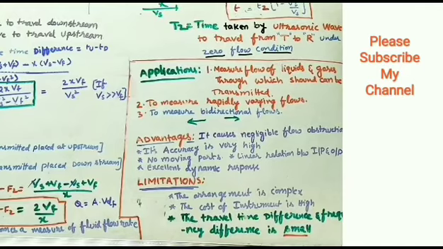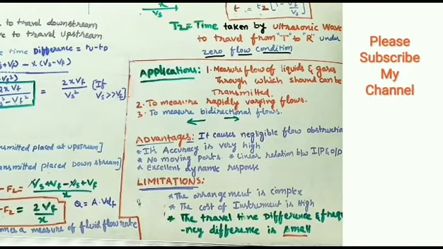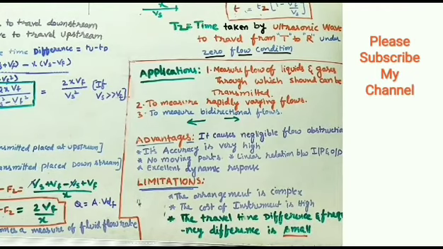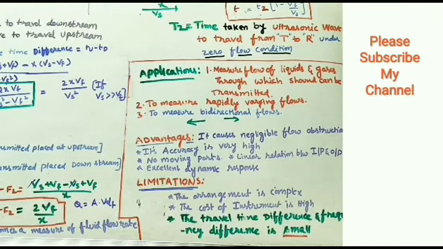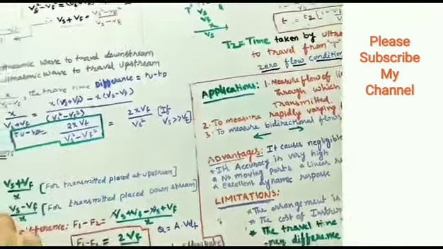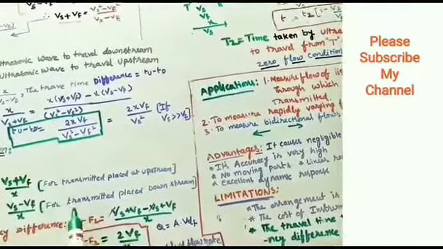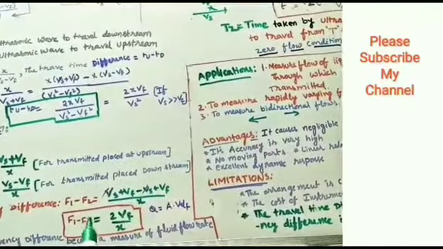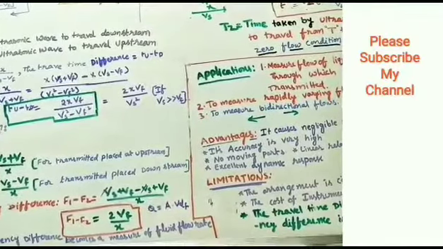And what are the limitations? The arrangement is complex; electronic circuits and transducers have to be fixed properly. The cost is very high, because to produce ultrasonic waves we have to use an electronic oscillator. And the travel time difference and frequency difference are very small. F1 minus F2 and TU minus TD, which we calculated here, are very small. Those are the main limitations.